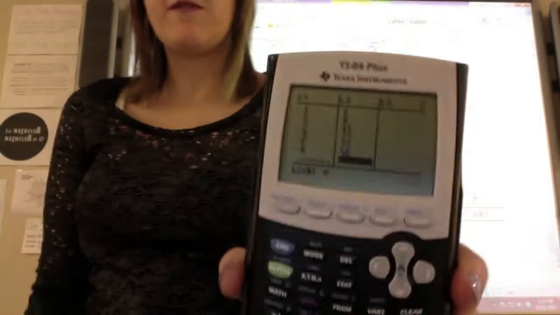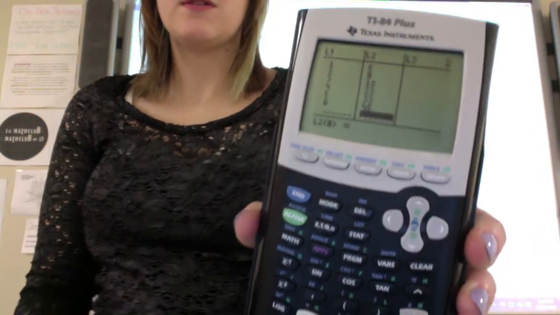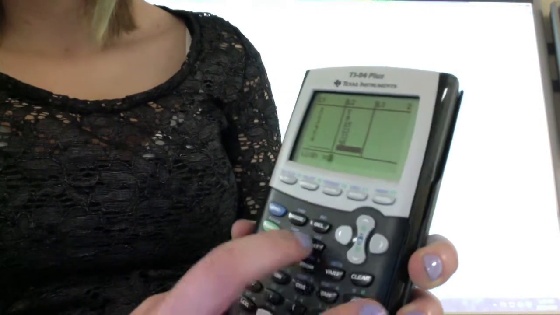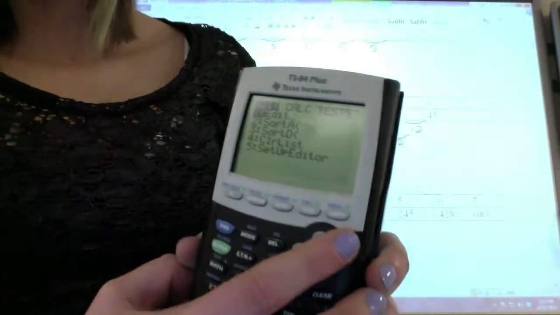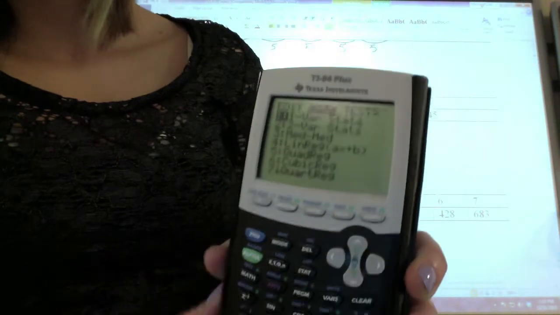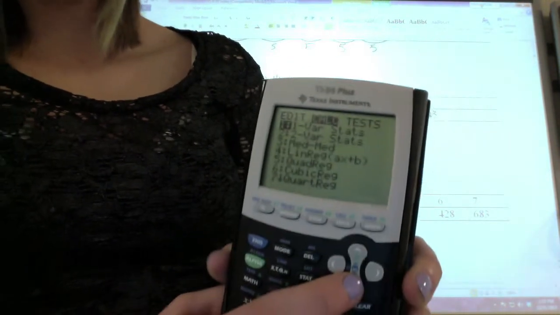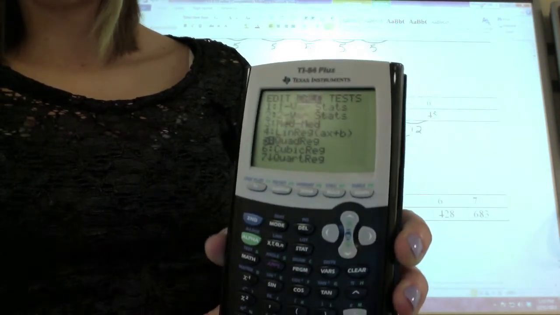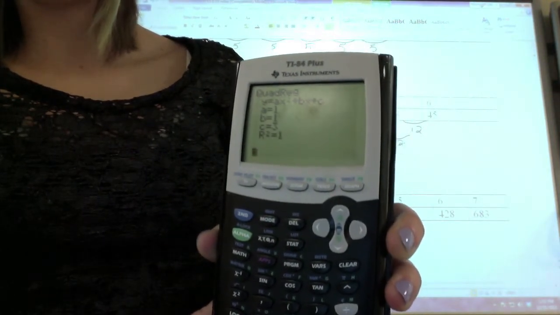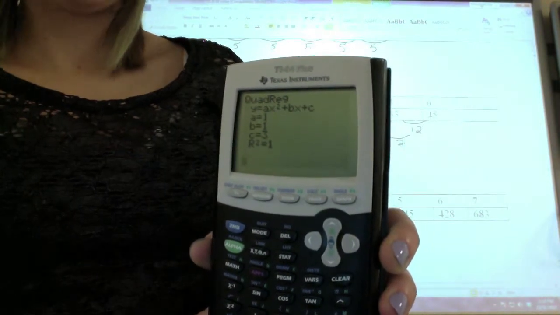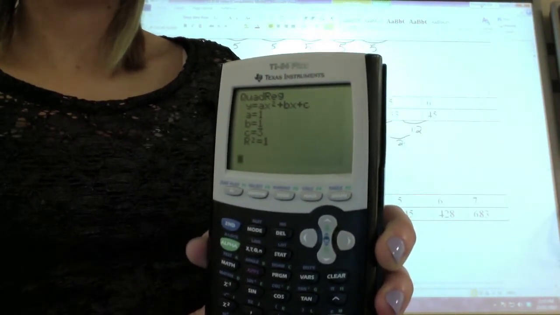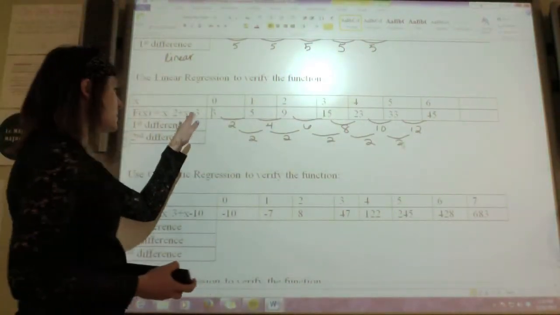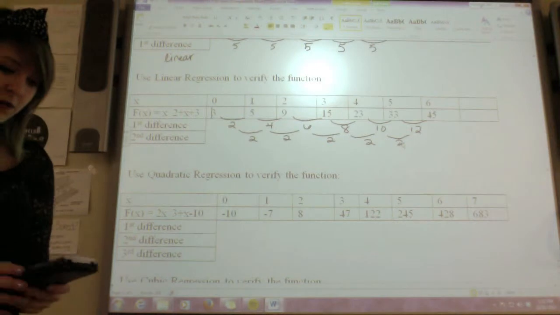Okay, so now I've got all my values entered in there, and I know that this is going to be a quadratic, so again I'm going to go to Stat, arrow over to Calc, and I'm going to go down to my quadratic regression this time. So now I've got my quadratic regression. I'm going to hit enter and enter again, and this time it tells me that I have x squared plus x plus 3. So if you look back at our table here, x squared plus x plus 3, that's exactly the function we had. We have done this correctly.